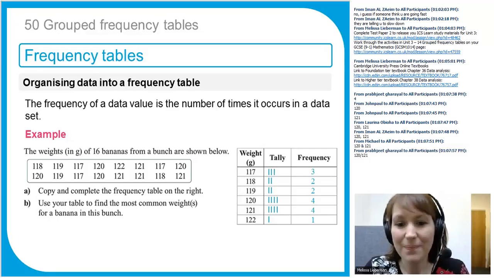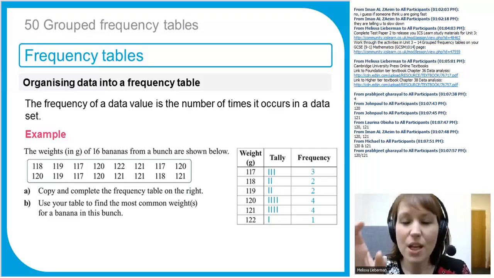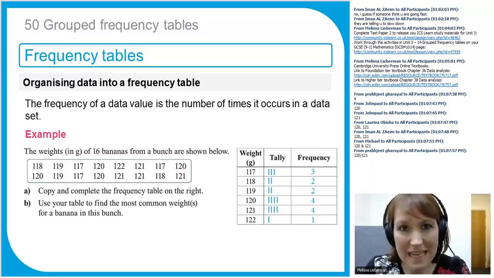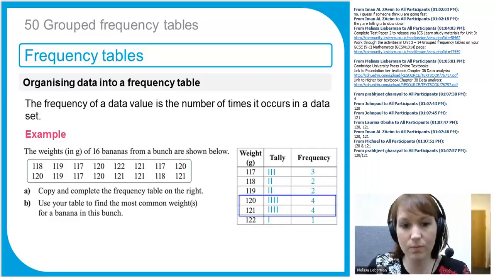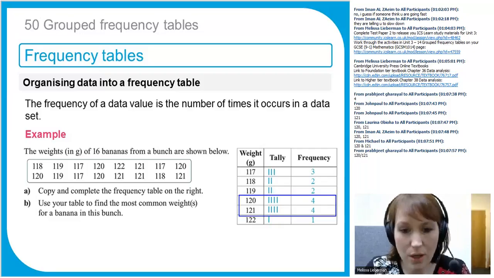Perfect, good, yes. Prajit, I think you were just going a bit too quickly there, that's fine. I'm glad you said that because it is a very common mistake. So what we're looking for is the weight with the biggest frequency. And as you can see, there are 2 weights here that appear 4 times, these ones here. So the most common weights are both 120 and 121, and this is a type of average called the mode.